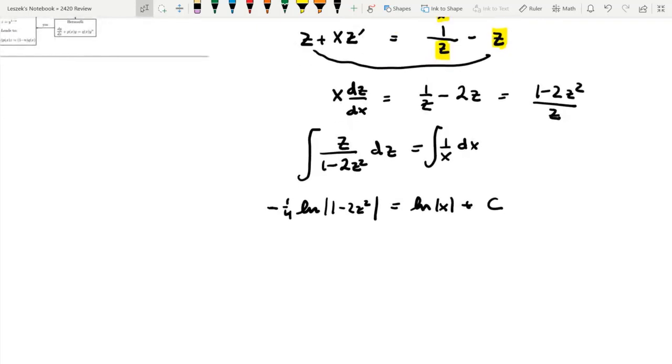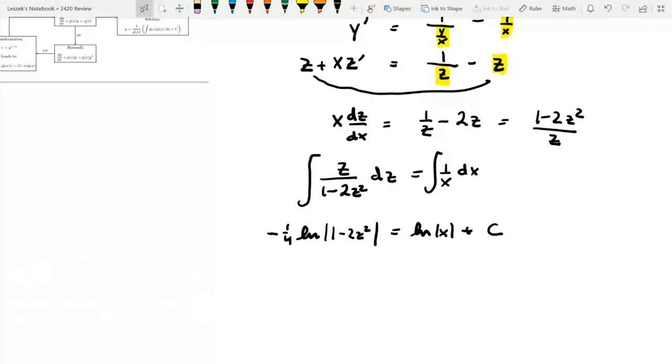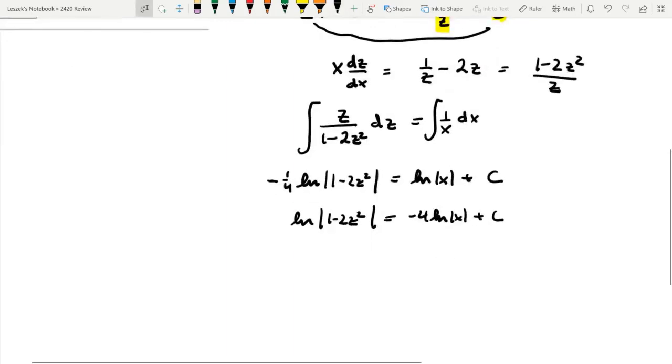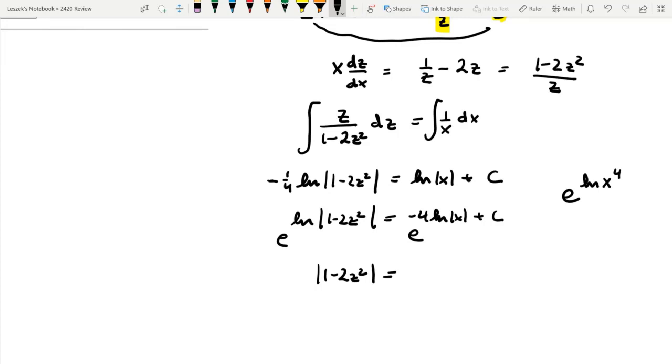Of course, we're not done. Let's try not to stop at this point, because we do want to know what y is. So I'll just multiply everything by -4 and exponentiate to get rid of the logs. Over here, we're going to get x to the 4.